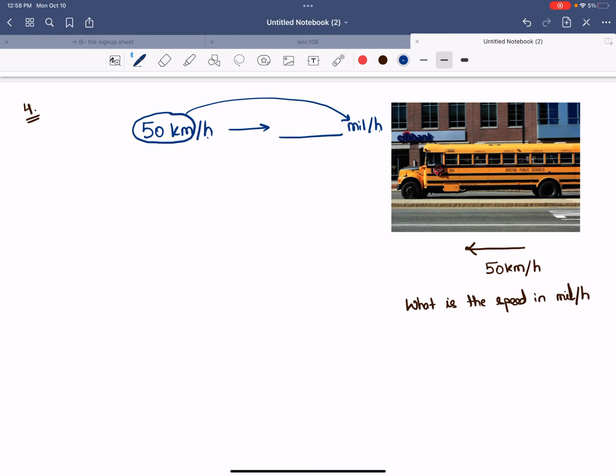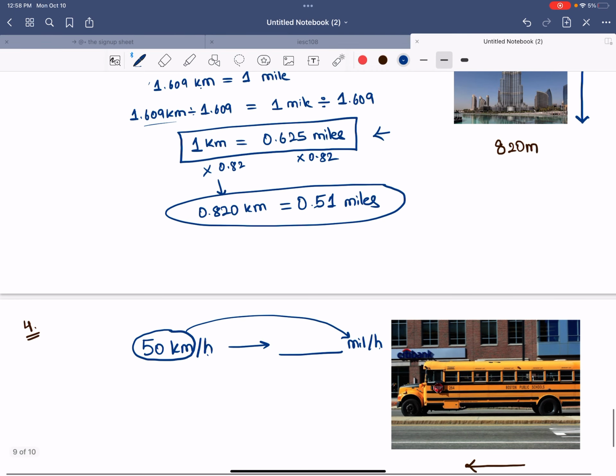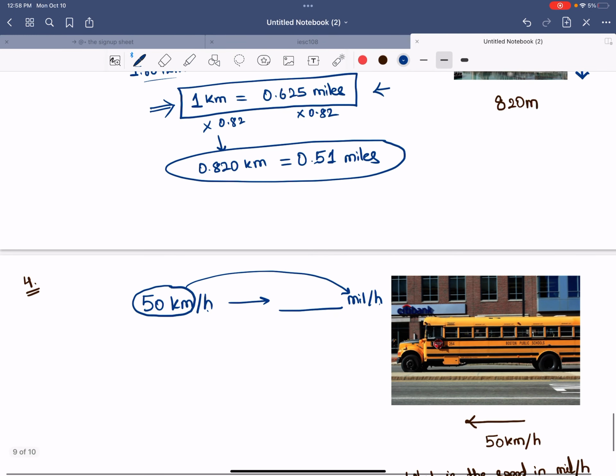Well, you already did this. You already know how much is 1 kilometer in miles. Let's write that information down here. I already know 1 kilometer is 0.625 miles from my previous question. So how much is 50 kilometers? How will I find that? You just multiply 50 on both sides. That's it. Multiply 50 on both sides.